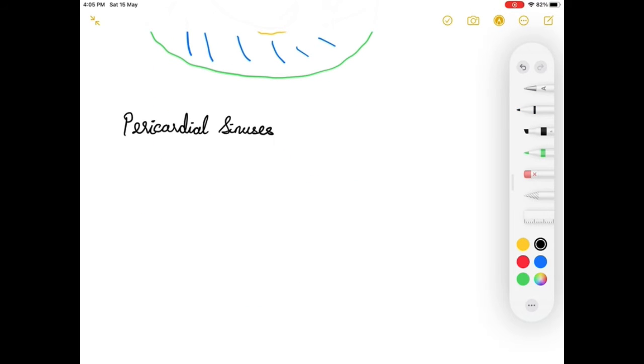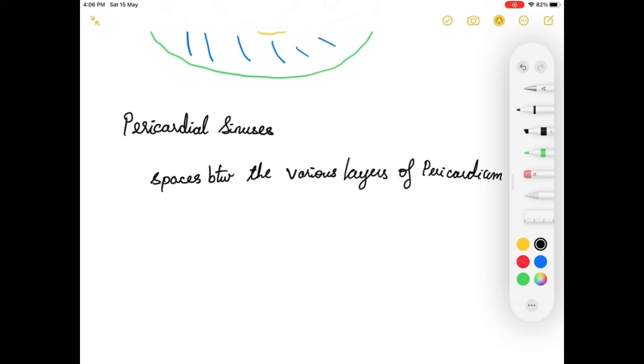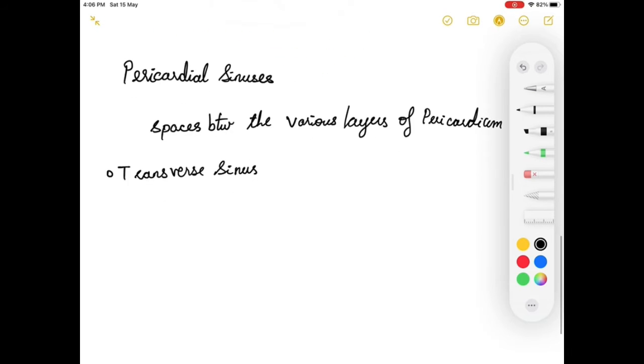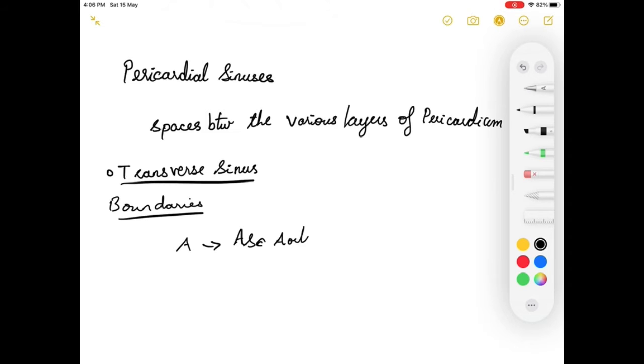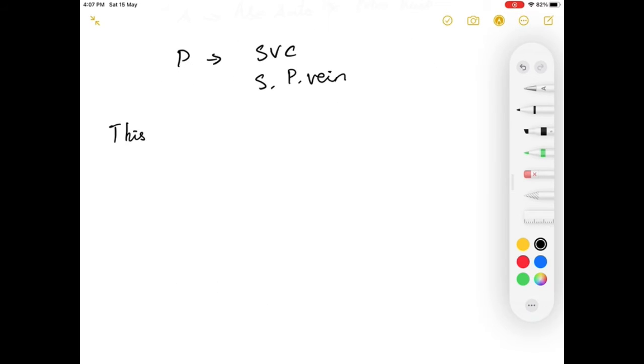And now the pericardial sinuses. There are two pericardial sinuses. Okay. These are the spaces between the various layers of the pericardium. It's the transverse sinus, and the other one is the oblique sinus. Now we'll go on with the transverse sinus. The boundaries: anteriorly the ascending aorta and the pulmonary trunk, posteriorly the SVC and the superior pulmonary vein.